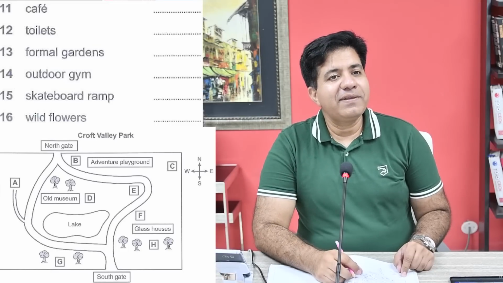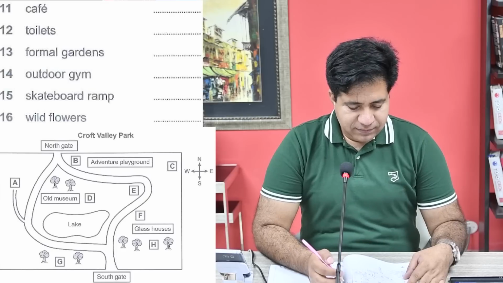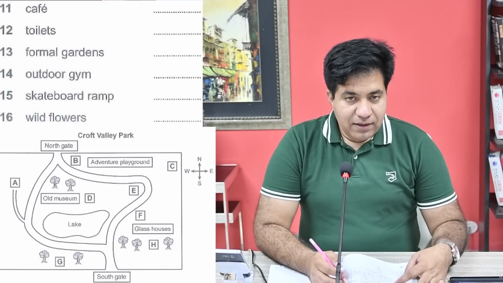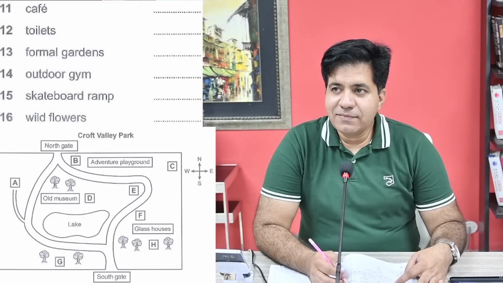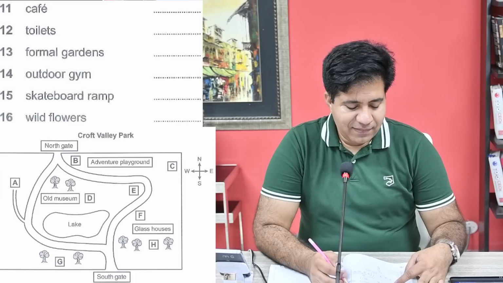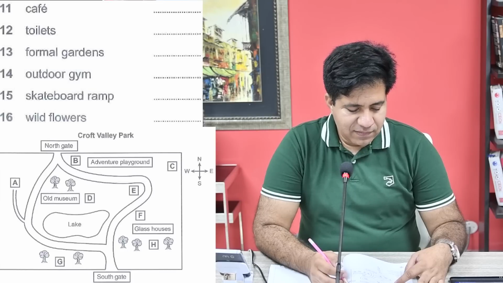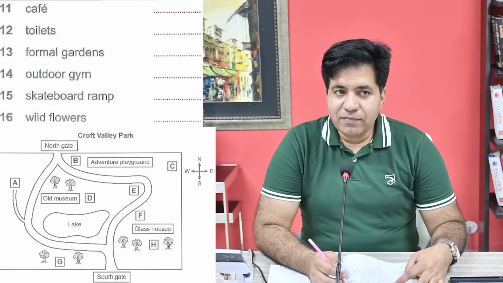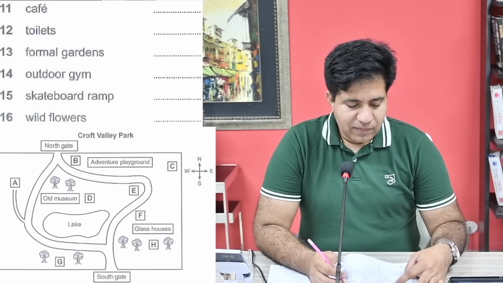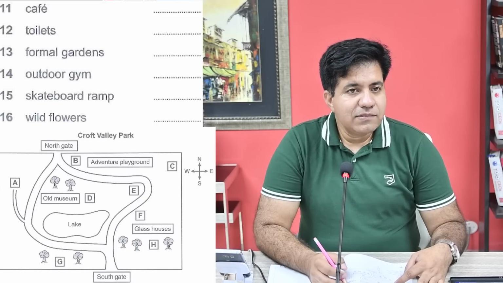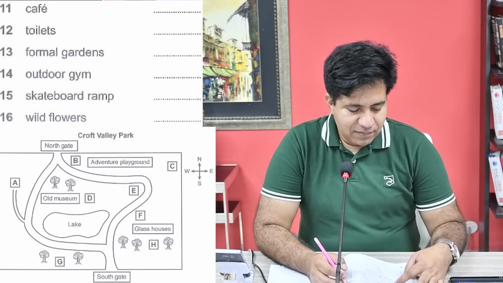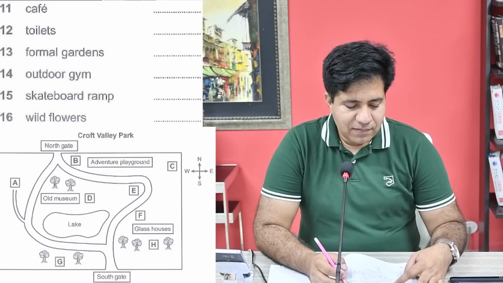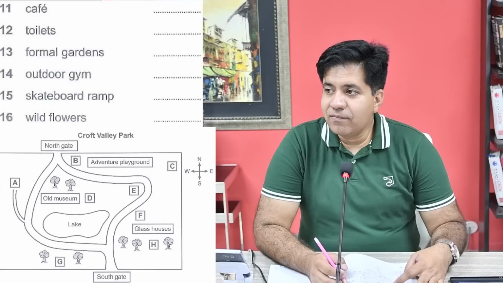As chair of the town council subcommittee on park facilities, I'd like to bring you up to date on some of the changes that have been made recently to the Croft Valley Park. So if you could just take a look at the map I handed out, let's begin with a general overview. So, the basic arrangement of the park hasn't changed. It still has two gates, north and south, and a lake in the middle. The cafe continues to serve an assortment of drinks and snacks, and is still in the same place, looking out over the lake and next to the old museum.